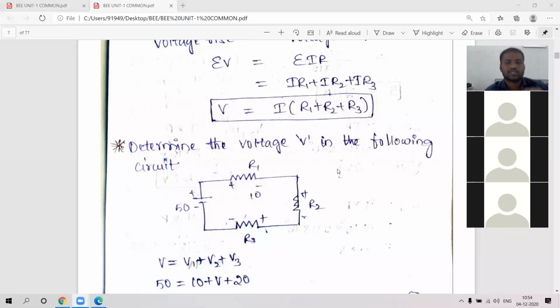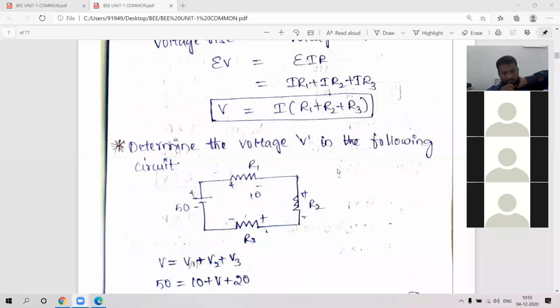Now what you have to do is take one paper, switch on your videos, all of you. Note down and tell me the value of voltage across the individual resistors. Find out the voltages, all of you.